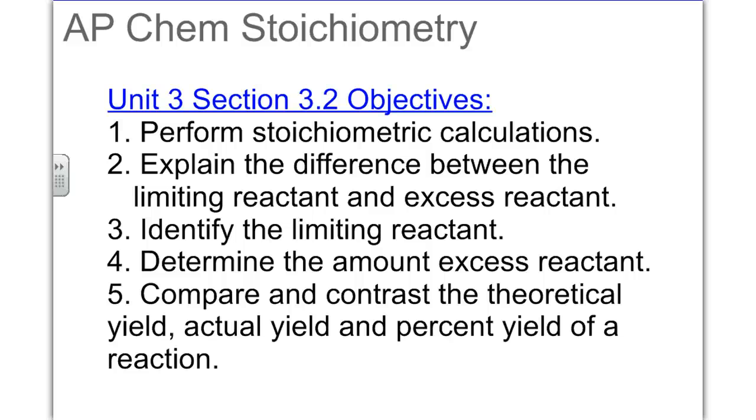This is AP Chem Stoichiometry. We're going to perform stoichiometric calculations, explain the difference between a limiting reactant and excess reactant, identify the limiting reactant, determine the amount of the excess reactant, and compare and contrast the theoretical, actual, and percent yields.